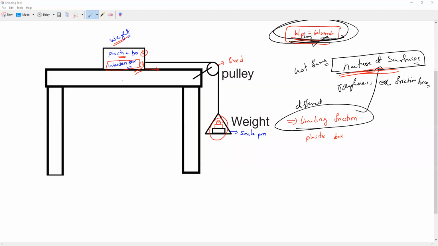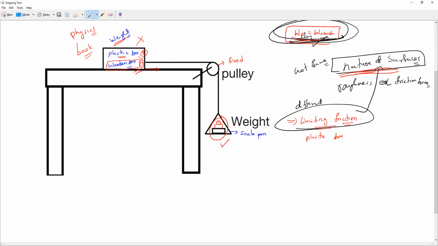So we have to put the wooden block one time, the plastic block one time, and add weights to calculate the limiting friction. Now the second one: place a book on the table and slide it on the table by adding weight. Now no wooden box, no plastic box. Let me take a physics book. You place the physics book on the table and slide it by adding weights on the pan again, repeating the same step.